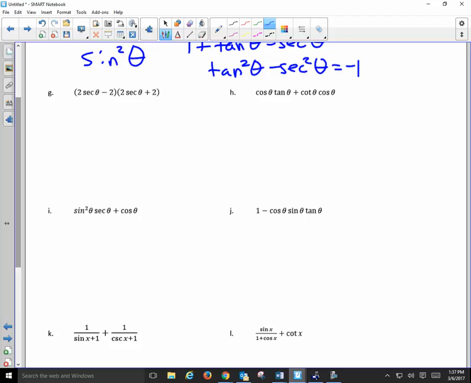How about letter G? 4 secant squared of theta minus 4. Uh-oh. Wish I could get rid of that 4. Let's factor it out. What's secant squared minus 1?